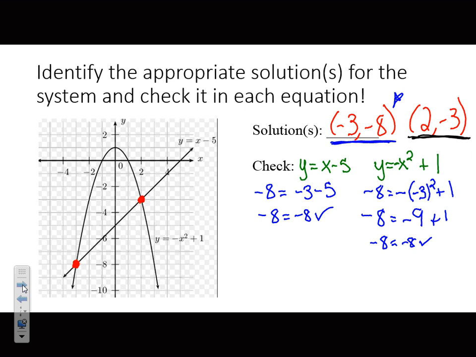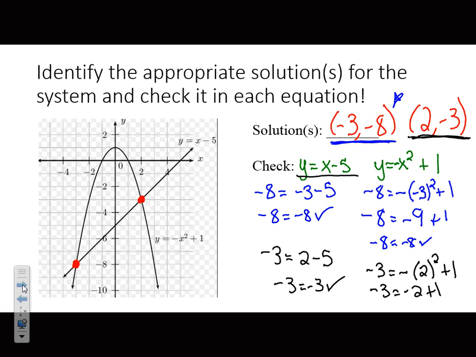So we're going to check 2, -3. Once again, we'll plug it into the first one. So we have -3 equals 2 minus 5. -3 equals -3. So that one works. Our next one we plug in, we're going to have -3 equals a negative, parenthesis 2 squared plus 1. So -3 equals -2 plus 1. Oh, excuse me, -4, because 2 squared is 4. So we have -3 equals -3. And that worked out. So both of these are a solution because we checked and they worked.